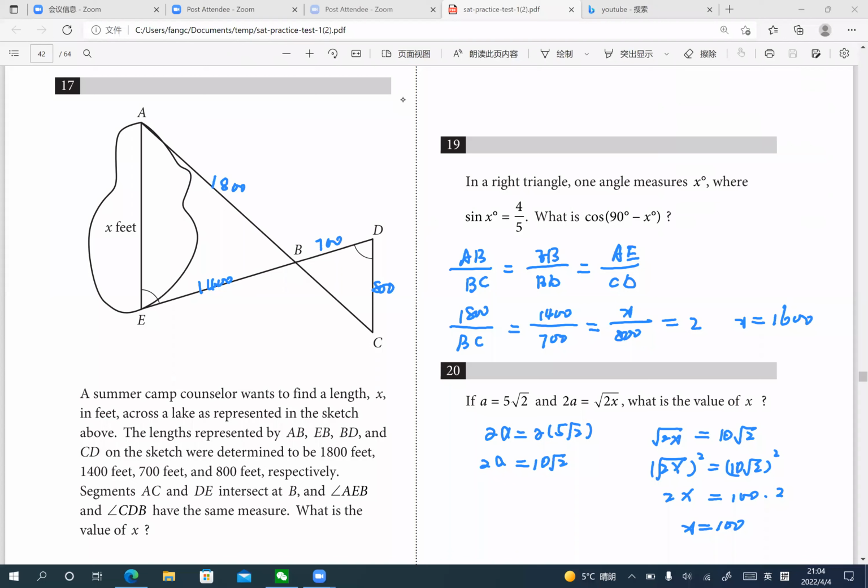Question 17. A summer camp counselor wants to find a length x in feet across the lake as represented in the sketch above. The lengths represented by AB, EB, BD, and CD on the sketch were determined to be 1800 feet, 1400 feet, 700 feet, and 800 feet, respectively. Segments AC and DE intersect at B, and angle AEB and angle CDB have the same measure. What is the value of x?